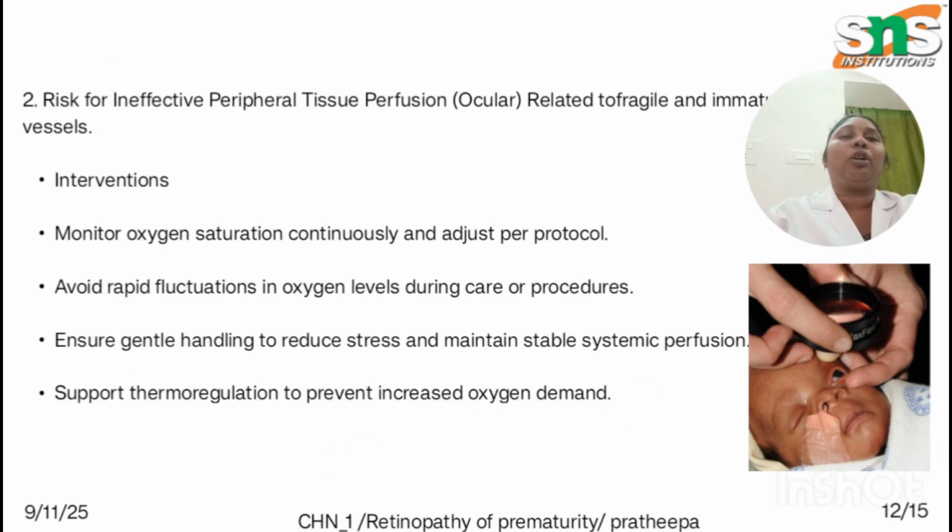Next, risk of ineffective peripheral tissue perfusion related to immaturity of the vessels. So we have to monitor oxygen saturation continuously and adjust according to protocols, avoid rapid fluctuation, handle the baby gently to reduce stress, and maintain stable systemic perfusion to support thermoregulation and prevent increased oxygen demand.